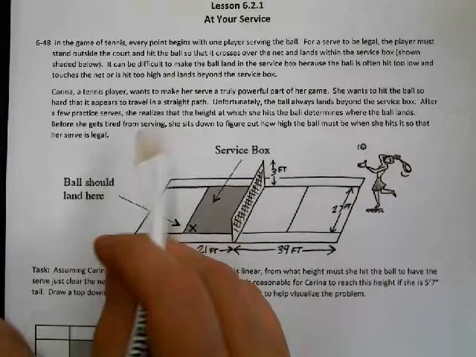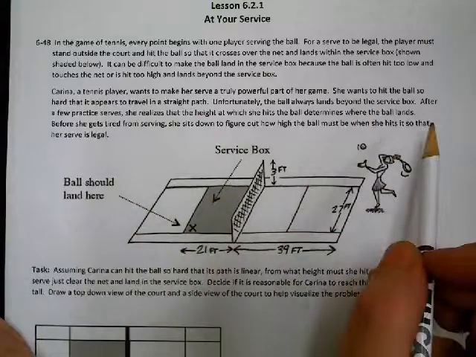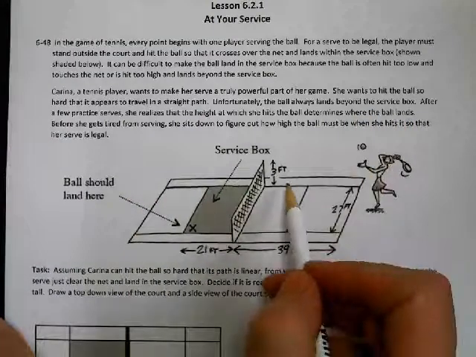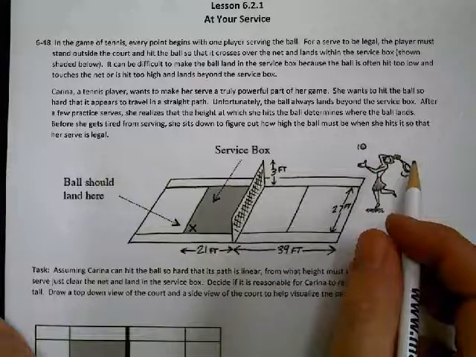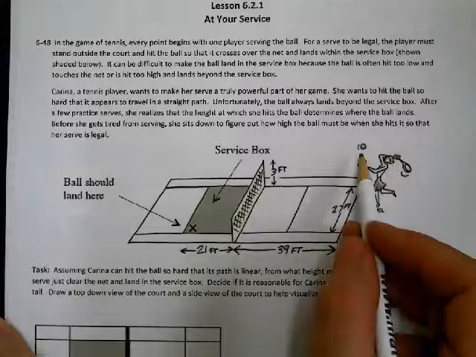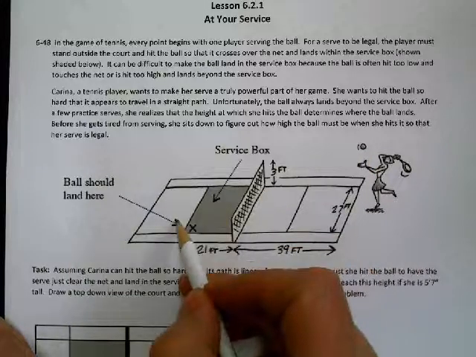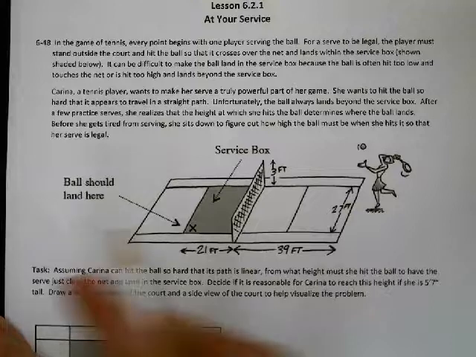So Karina, she's a tennis player. She wants to make her serve really powerful. She wants to hit the ball so hard that it travels in a straight path, because usually gravity would make it curve, but we're going to pretend it'll go in a straight path. But when she hits it really hard, she keeps on hitting beyond the service box. So she's going to practice.